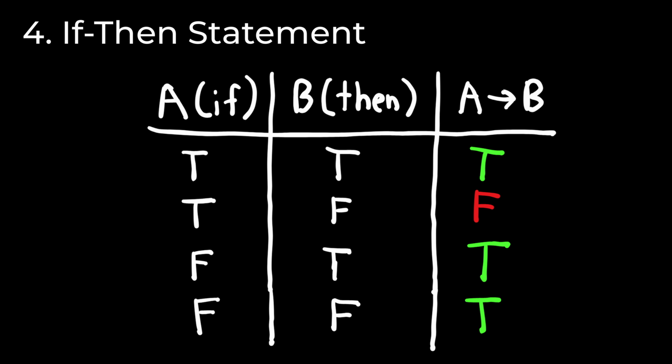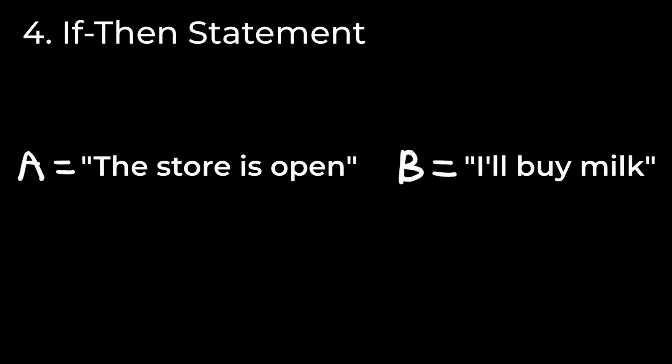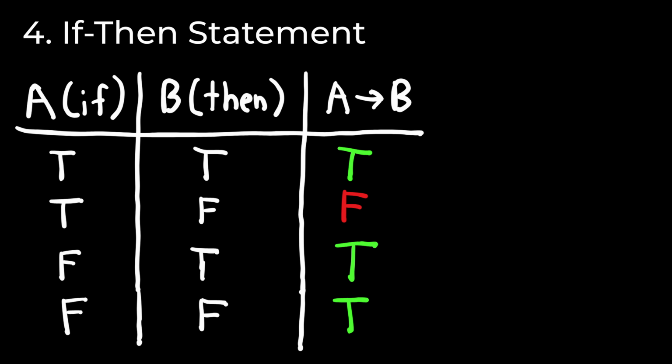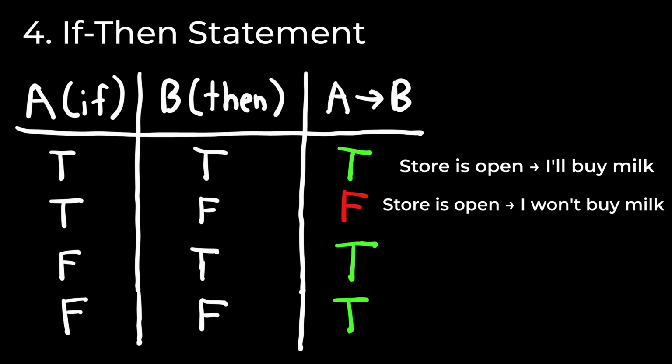Let's look closer at that with an example. For example, let's have A equal to the store is open and B equal to I'll buy milk. So if A is true and B is true, then if A, then B is true. And using our current interpretation, if the store is open, then I'll buy milk. If A is true and B is false, then if A, then B is false. And the interpretation would be, if the store is open, I won't buy milk.